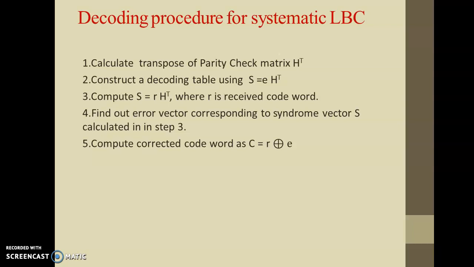The third step is to compute S = R × H transpose, where R is the received code word. The fourth step is to find the error vector corresponding to the syndrome vector S that you calculated in step 3. Fifth, compute the corrected code word as C = R XOR E. So let us solve the actual problem.